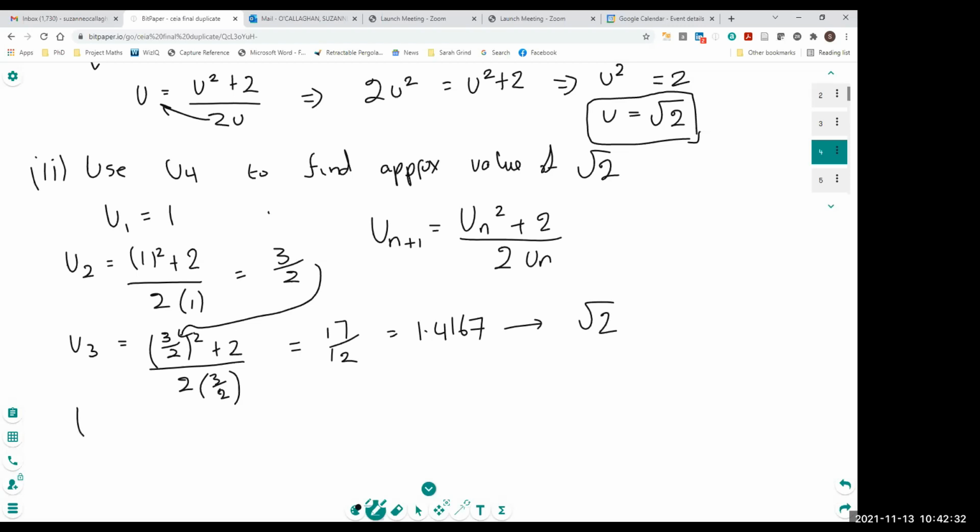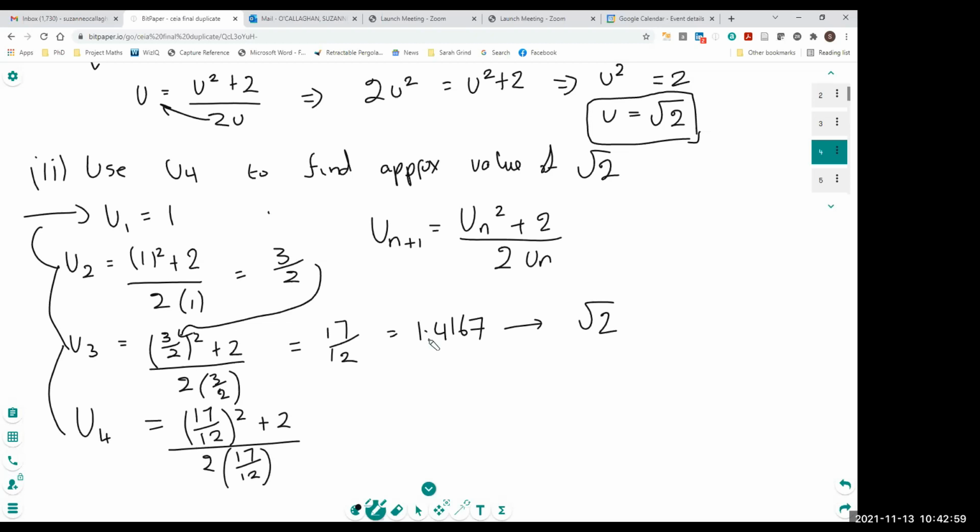Now that's getting close to the value for the square root of 2. But they did say use U4, and we couldn't use U4 because all we had was U1. So we had to work our way down, solve for U2, solve for U3, and now we can solve for U4 because we have the value of U3. So U4 is going to be U3 squared plus 2 all over 2 times 17 over 12. That's equal to 577 all over 408. And that's equal to 1.4142. That's what we wanted. That's equal to square root of 2.